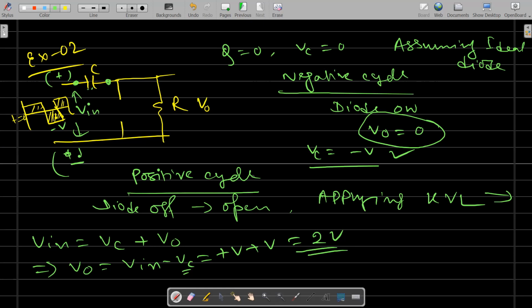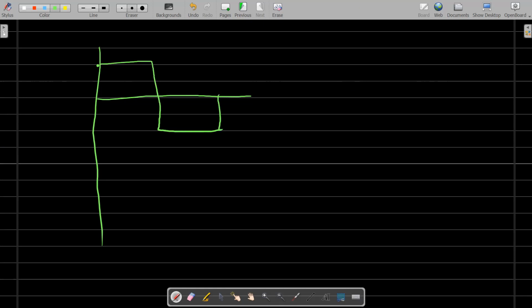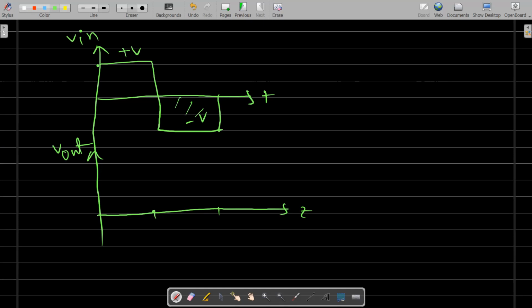So let's plot the graph. On the time axis, this is V in, plus V and minus V. Now the output we are getting, V out. For the negative cycle, the output will be 0. For this part, the output will be 0. And for the positive cycle, if you consider it from 0, the output you will get is different, because we start our analysis from here. So when this is repeated, the output you will get is plus 2V.